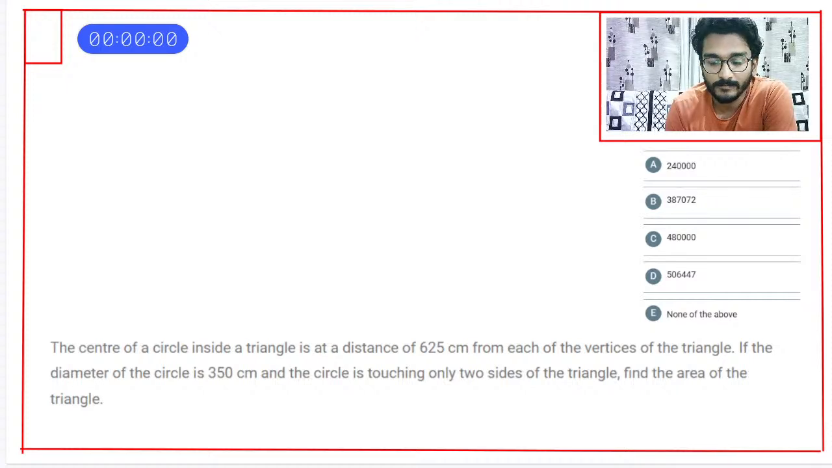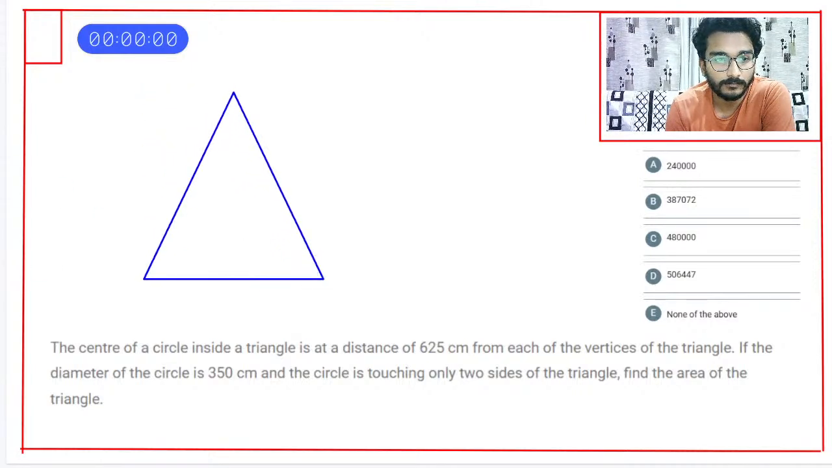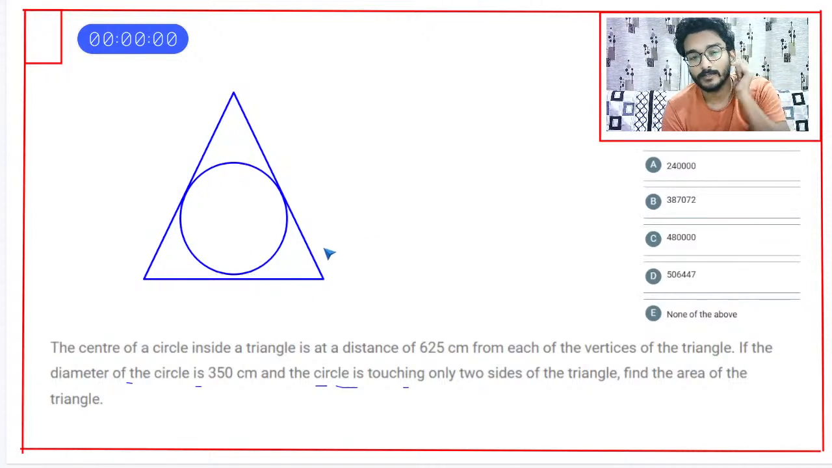Alright, so let's start. The center of a circle inside a triangle is at a distance of 625 centimeters from each of the vertices. So let's draw a triangle. We have a triangle here, with the center of the circle inside it. If the diameter of the circle is given, the circle is touching only 2 sides. Okay, perfect. Touching 2 sides only.